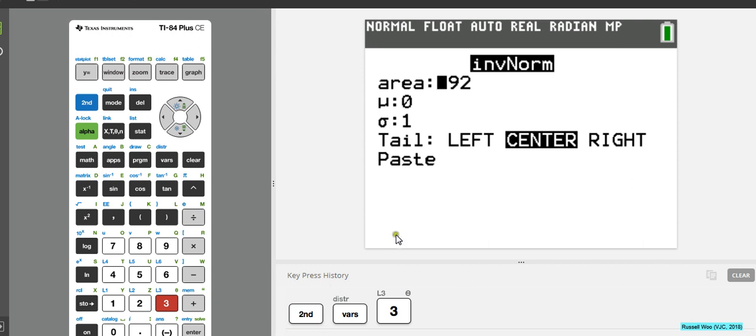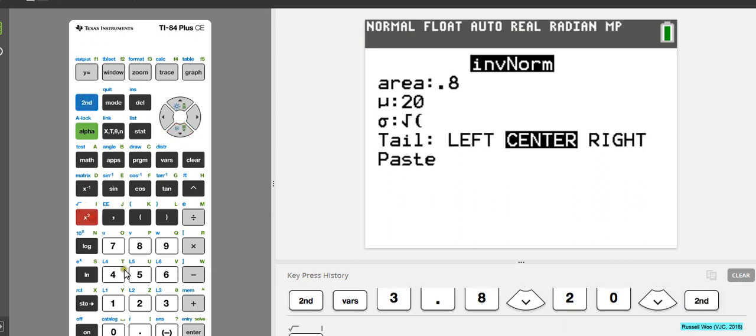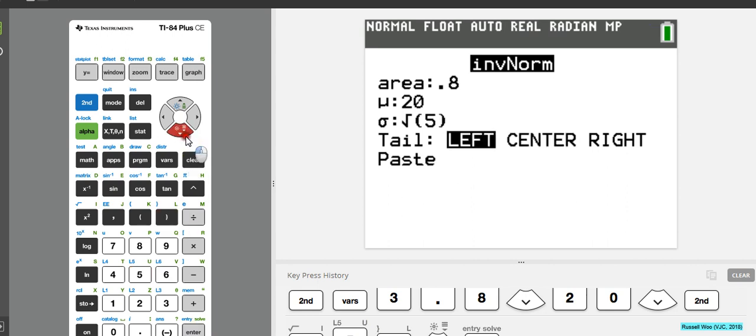So you enter area as 0.8 because you want area to be 0.8. The mean is 20. The standard deviation is root 5, not 5, because you want to enter standard deviation. Can I caution all of us? If you see this screen, can you please remember to close your bracket? Otherwise, you will get an error. Then you put left, enter.